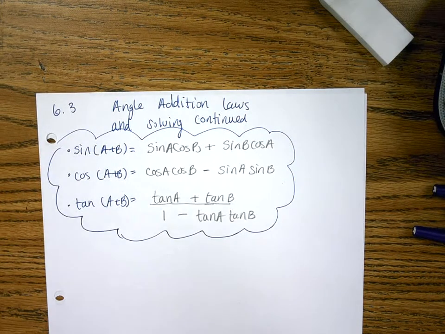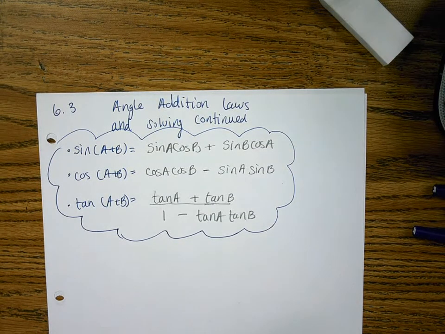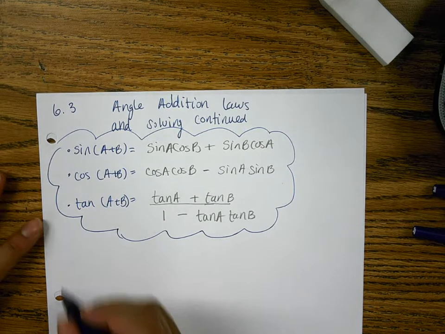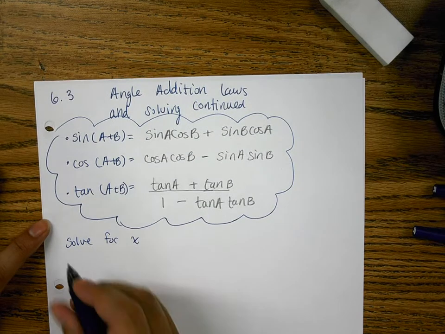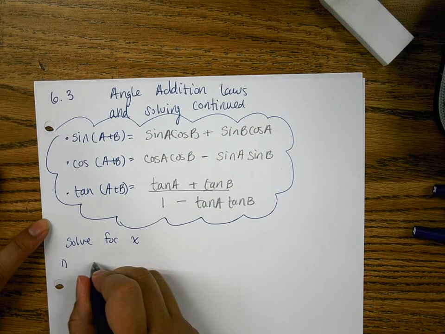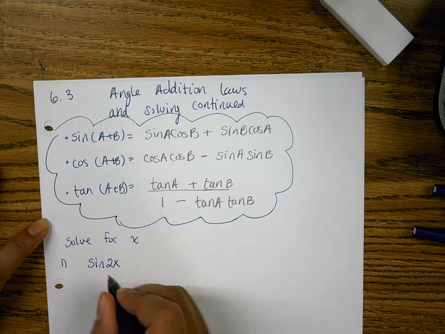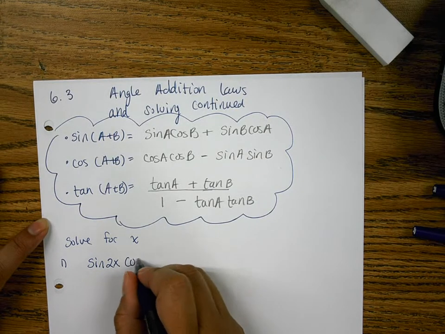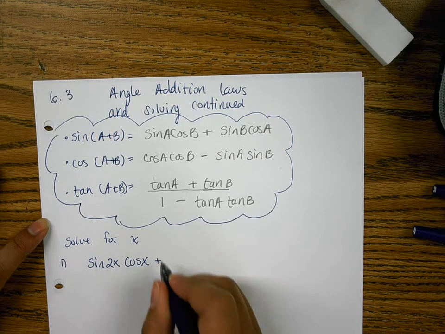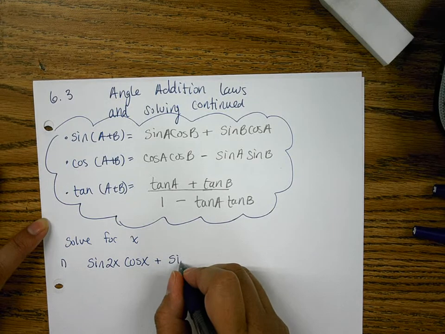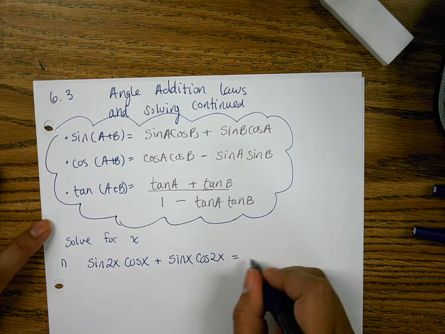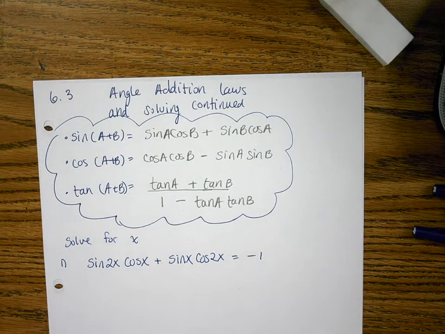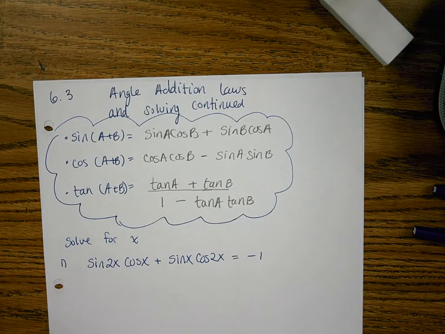Okay, so I'm hoping you guys are working on these because we will soon be learning a whole new set of formulas that we will need to have memorized. So again, working on these. All right, solve for x. Number 1, sine of 2x cosine x plus sine of x cosine 2x equals -1.